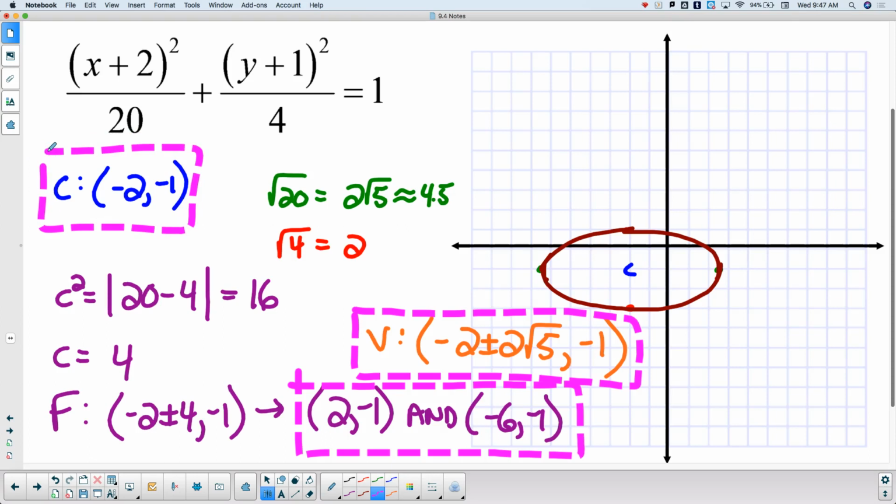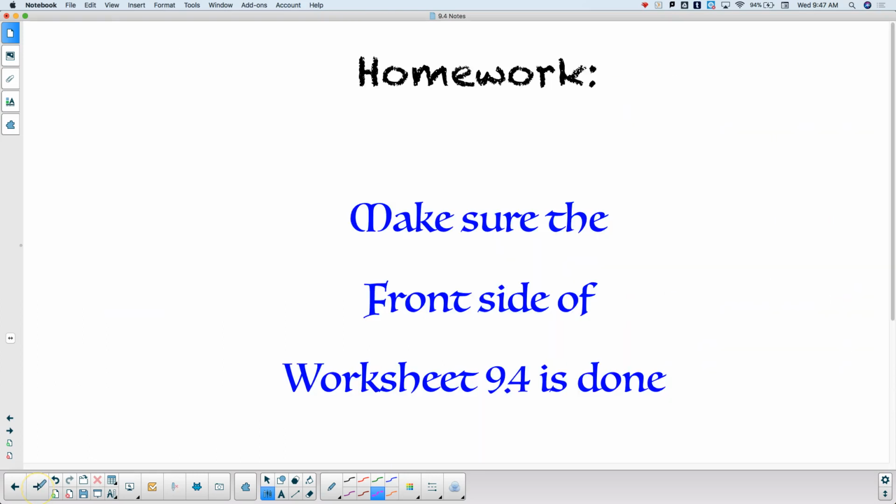2 things for your homework tonight. First off, make sure that the front side of your worksheet is done correctly, meaning make sure your radicals are simplified, make sure they're in the right spots, make sure you added and subtracted into the correct ones. And then the second thing is all of you need to fix your formatives.